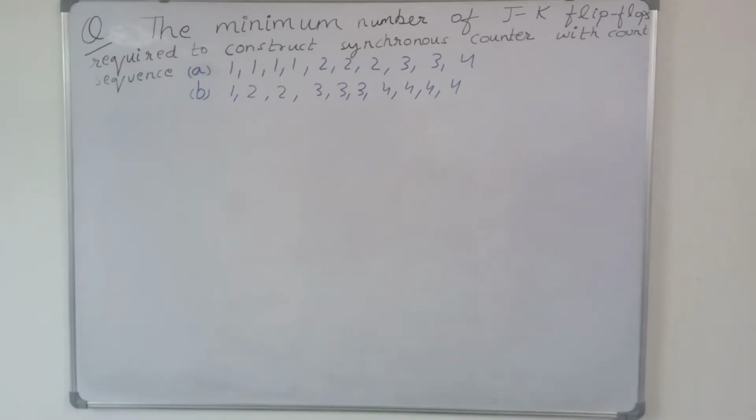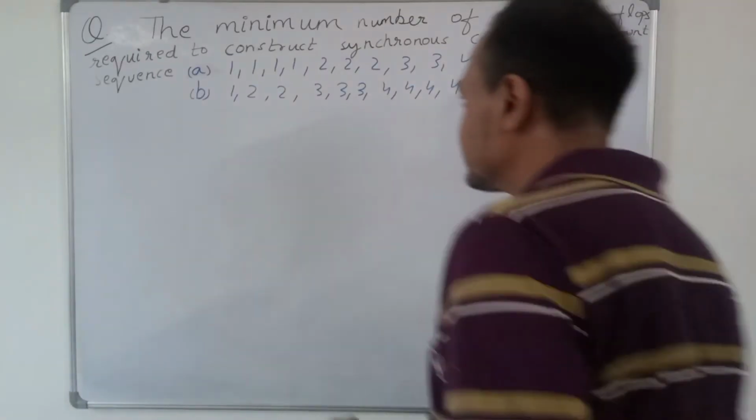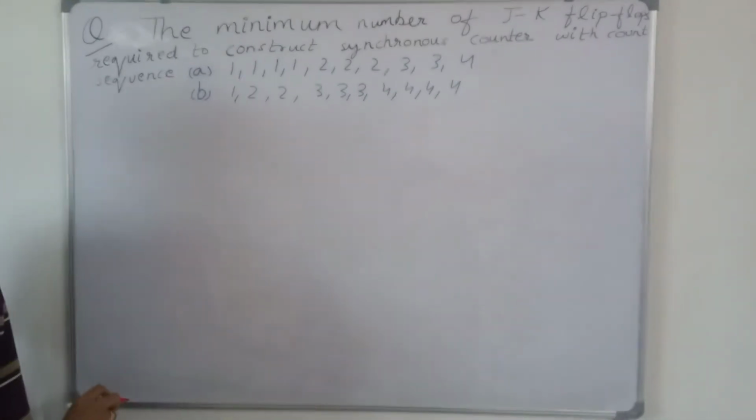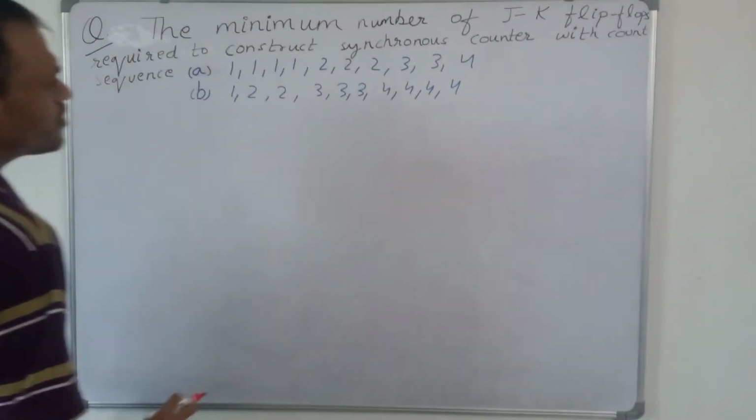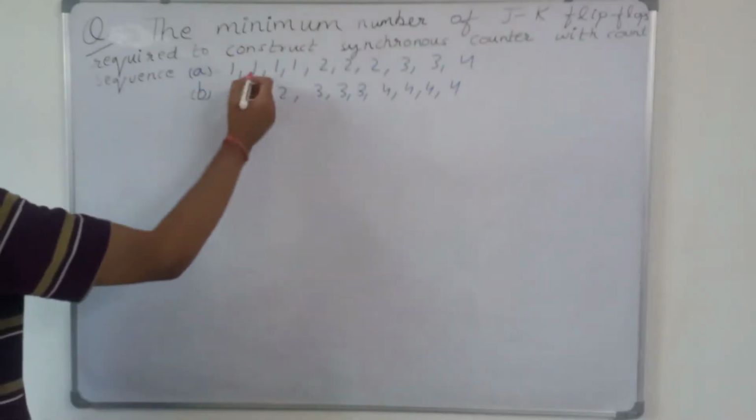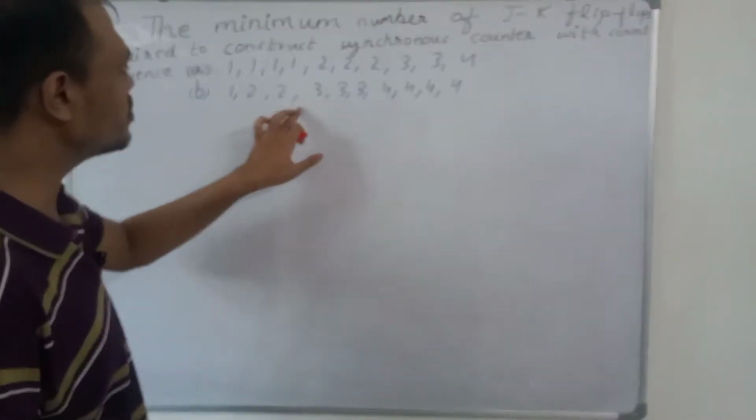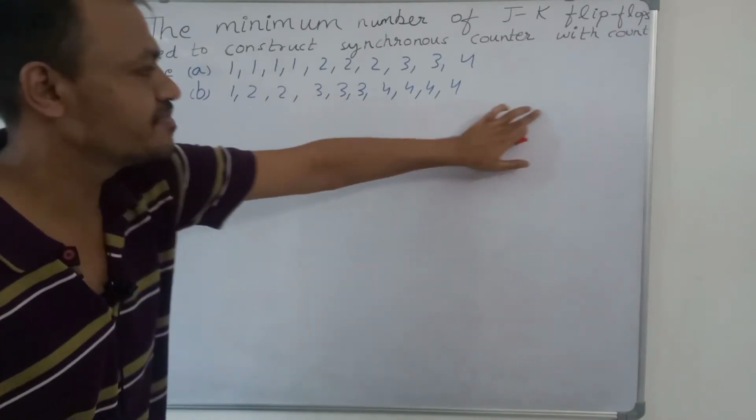So this is a very important question. In this question we have to determine the minimum number of JK flip-flops required to construct a synchronous counter, and we are given two count sequences: 1 1 1 1 2 2 2 3 3 4, and 1 2 2 3 3 3 4 4 4 4.